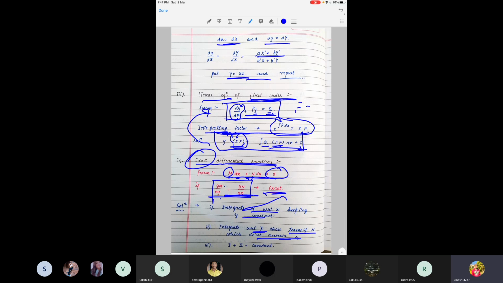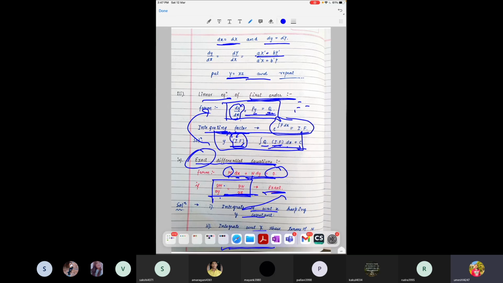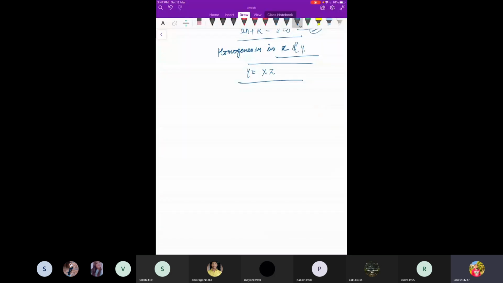I'll be taking an example only. I think it's getting complex. And in the next step, we just have to simply add both of them. Okay. Yeah. So we have the example here.